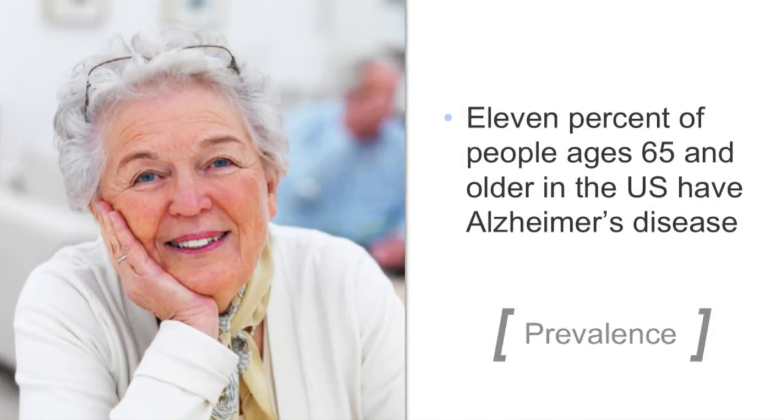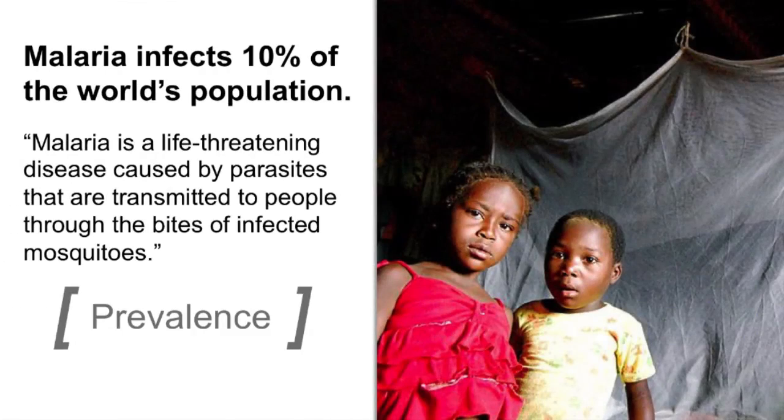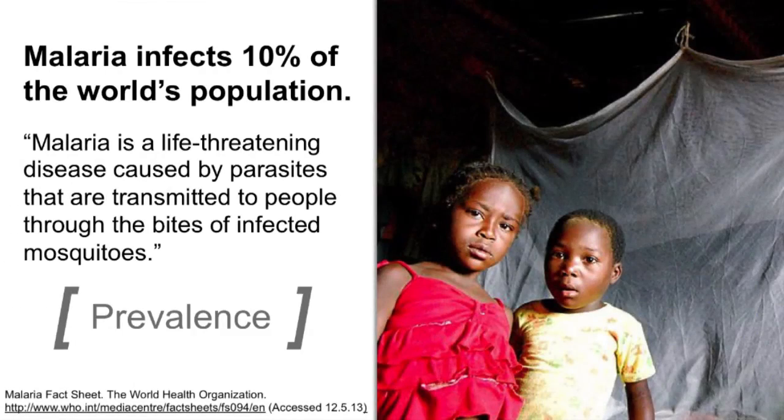11% of people 65 and older in the United States have Alzheimer's disease. This statistic is an example of a prevalence. Here's another example. Malaria is a life-threatening disease caused by parasites that are transmitted to people through the bites of infected mosquitoes. Malaria infects 10% of the world's population. This statistic about malaria is an example of a prevalence.